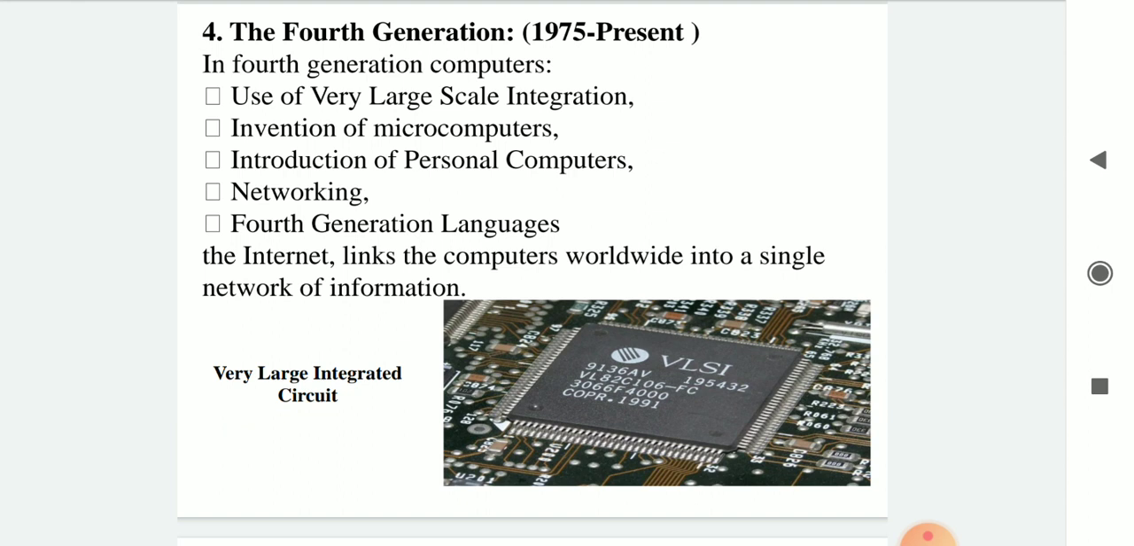Now we talk about the fourth generation of computers. Right nowadays we are also in the fourth generation, so it is considered from 1975 to the present age of computers. In this particular generation, the ICs were modified and they became very large scale integrated circuits. VLSI came in the picture, which could fit hundreds of components on one chip, and VLSI can squeeze thousands of components on one chip.